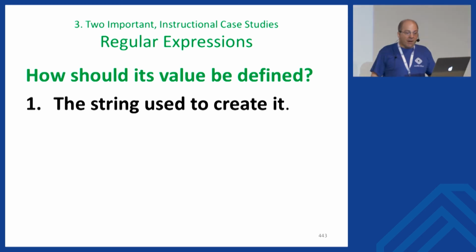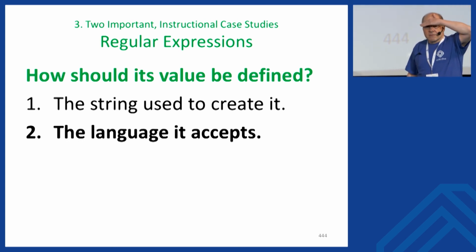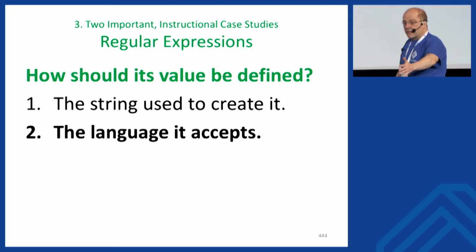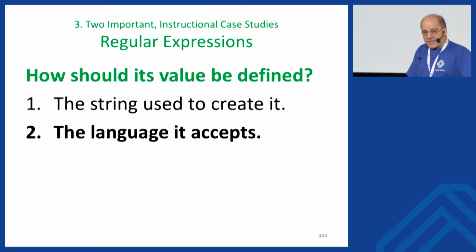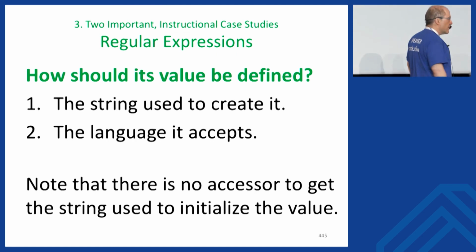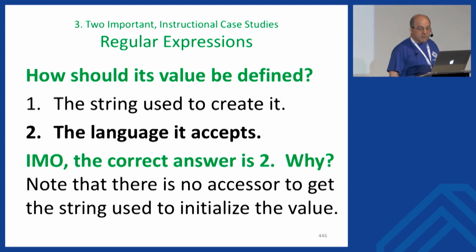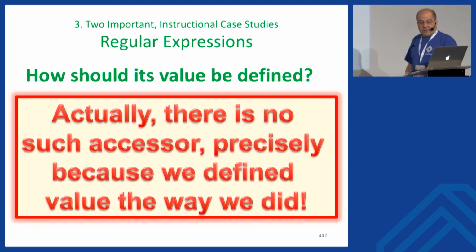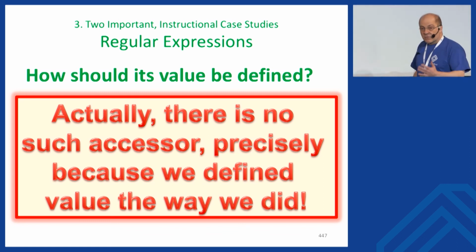How should value be defined? Should it be the string used to create it or the language it accepts? Language. Why not the string? So I could represent the same language with different strings, right? And who cares? What I care about is, does it accept the same language or not? So why would I care about what string I use to initialize it? Good. Note there's no accessor for the strings. In my opinion, the correct answer is 2. And actually, the reason there's no accessor is I don't care how it was initialized. What I care about is what its value is.